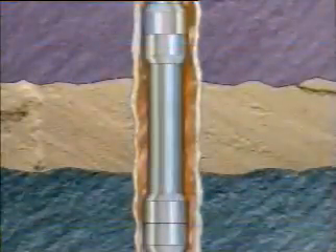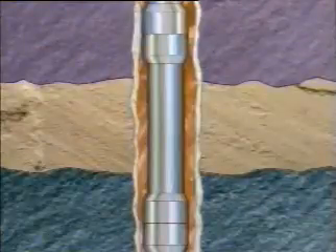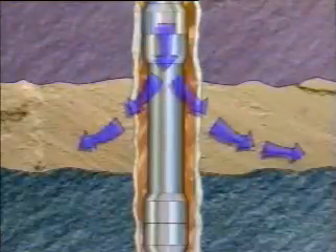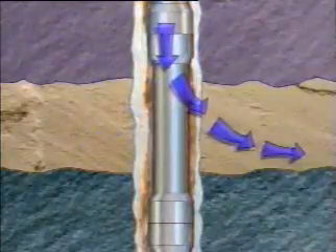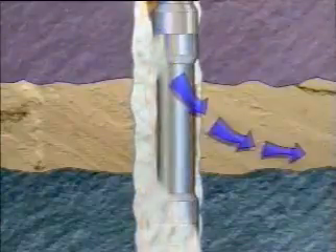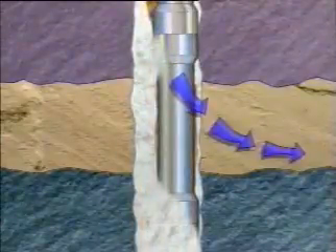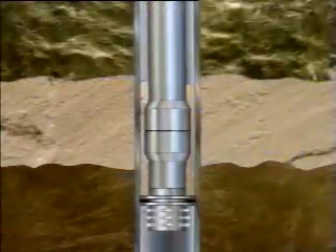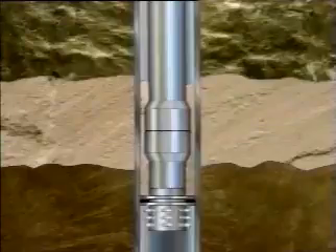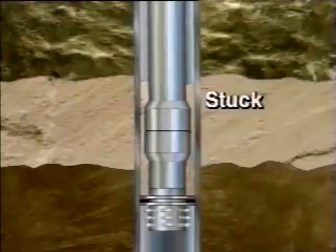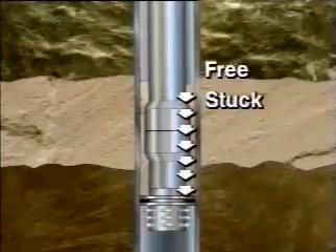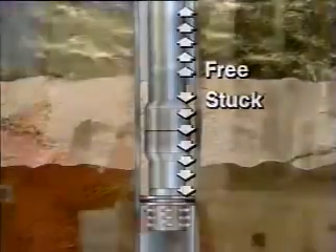Differential sticking can occur when the hydrostatic pressure of the mud column exceeds the pressure exerted by a porous underground formation. As the mud filter cake increases in thickness, the likelihood of differential or wall-stuck drill collars also increases. There are other reasons for string sticking, but whatever the cause, the object in all cases is to determine at what point the string is stuck and at what point it is free.